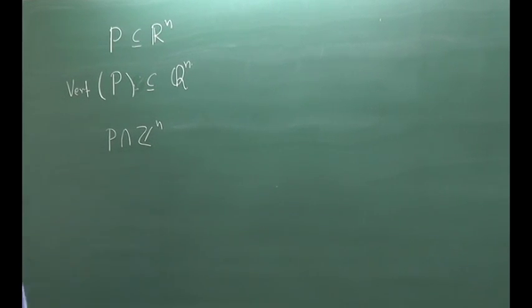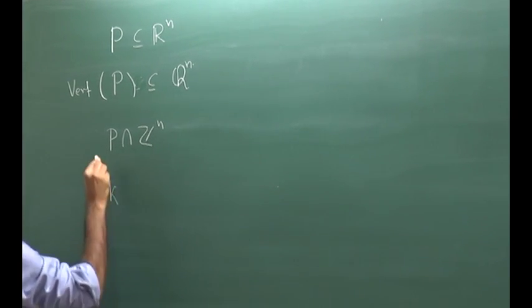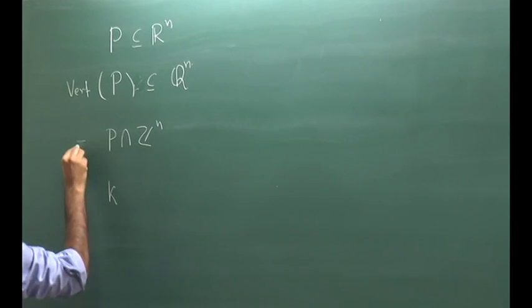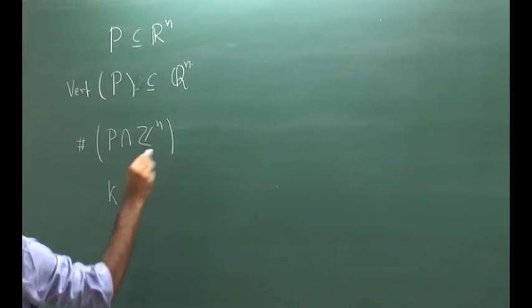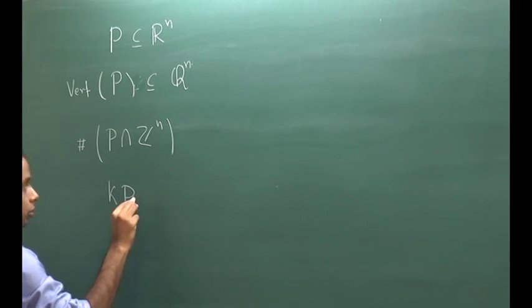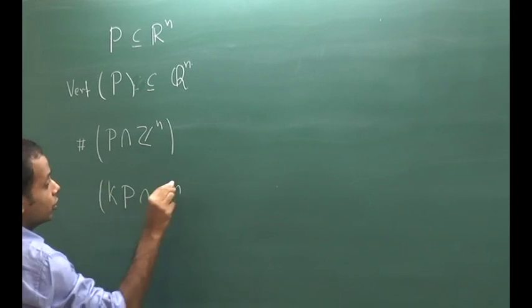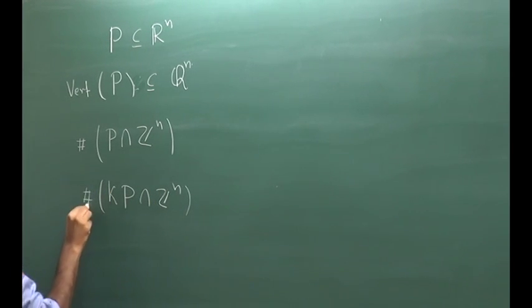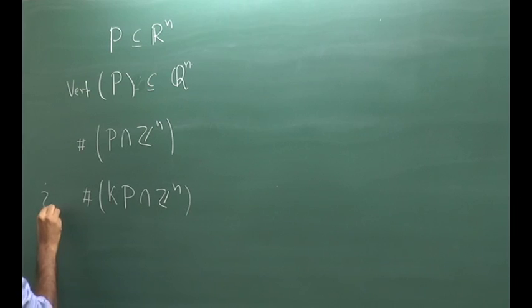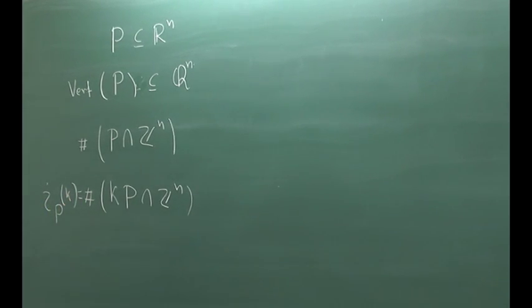Not only this cardinality, we want to know how this cardinality varies. That means when we dilate P by K, we are interested in the cardinality of this set, and more specifically in how this function grows. This is a function of K. Let's define it as IP of K, and we want to know how this function grows with respect to K.